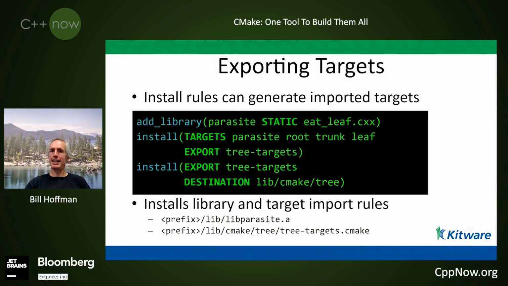Exporting targets. CMake has this idea of an exported target, and install rules can generate imported targets for other builds, other versions of CMake.